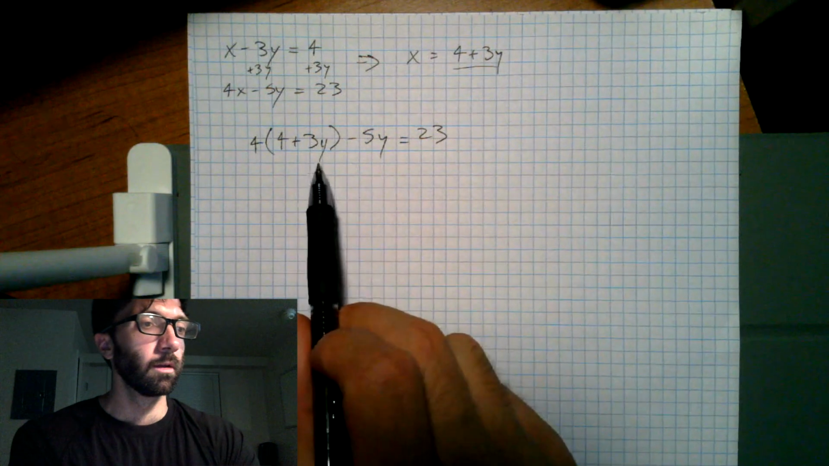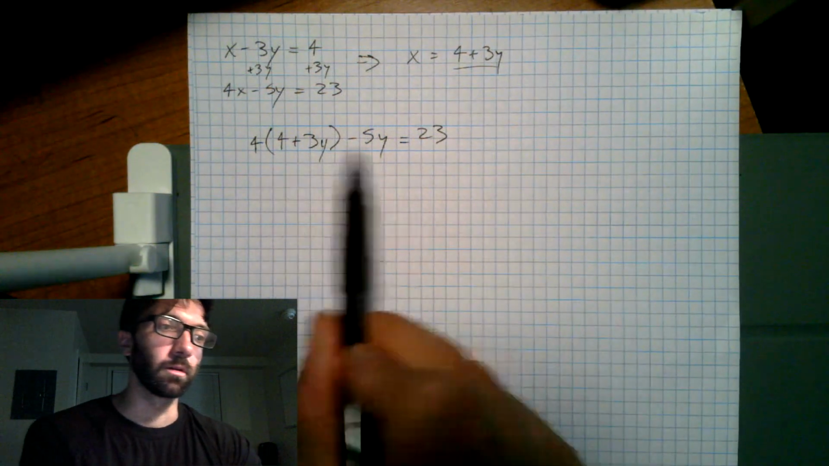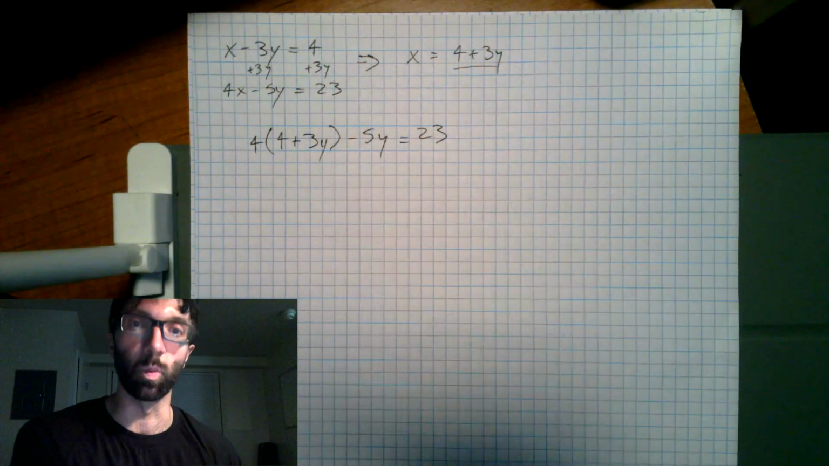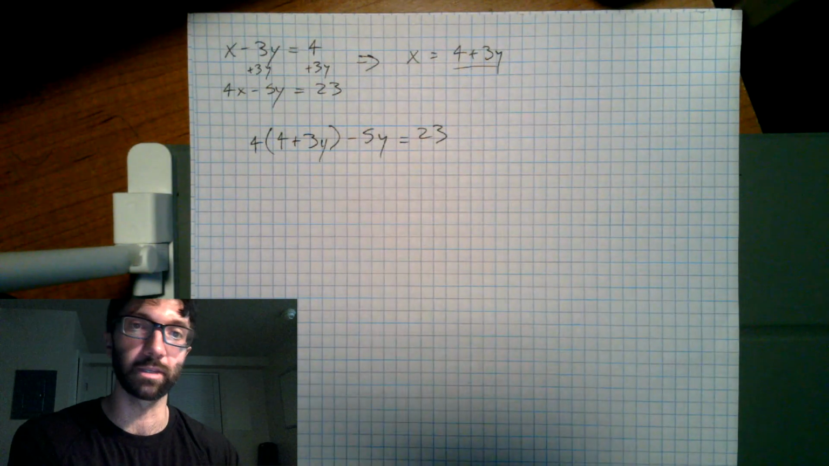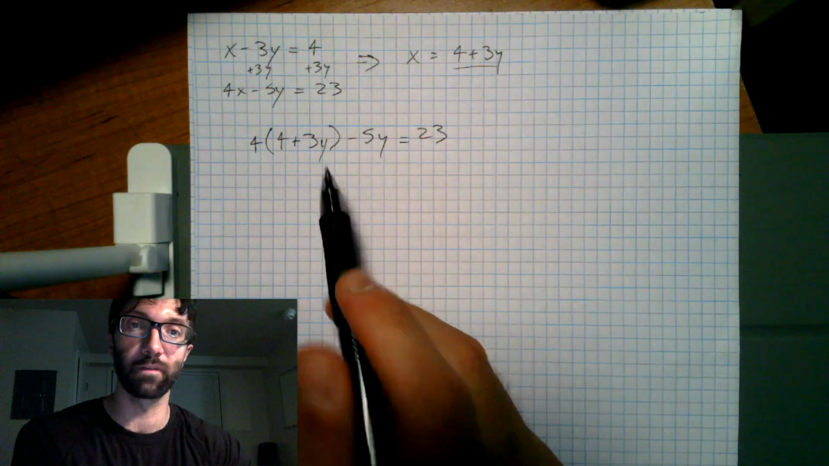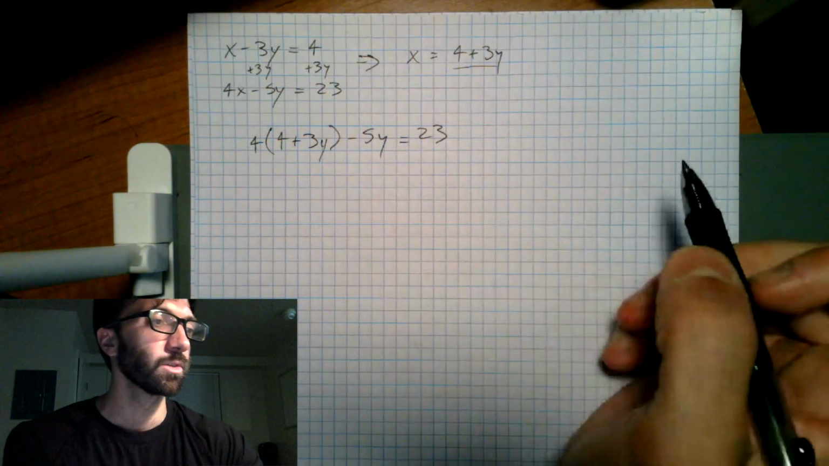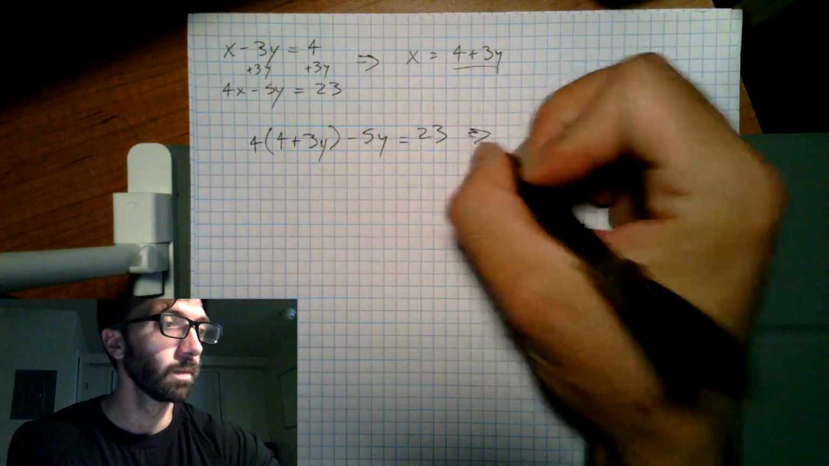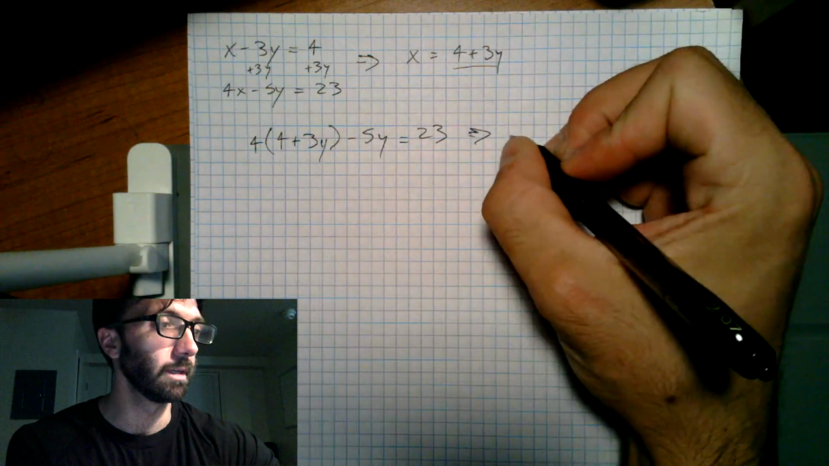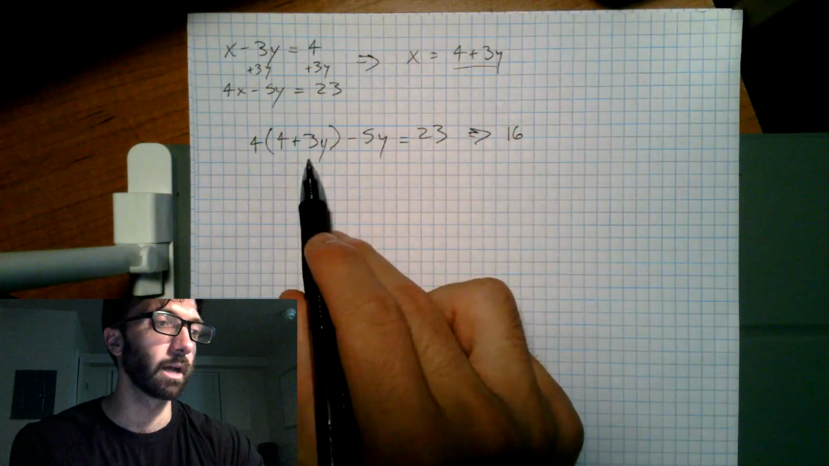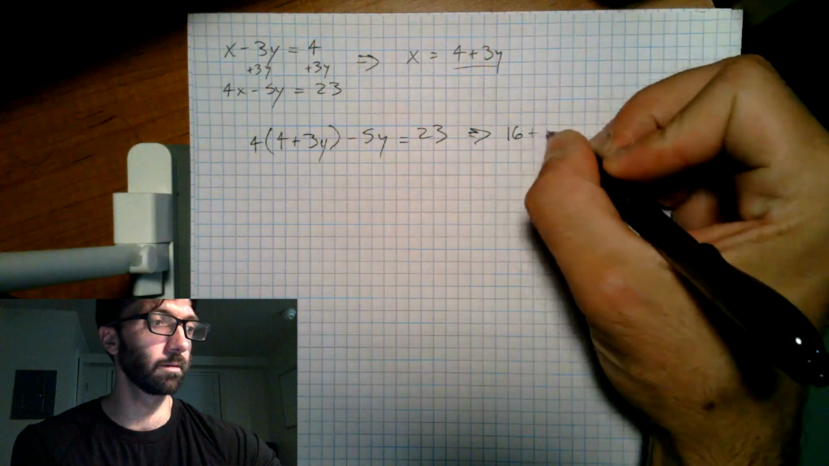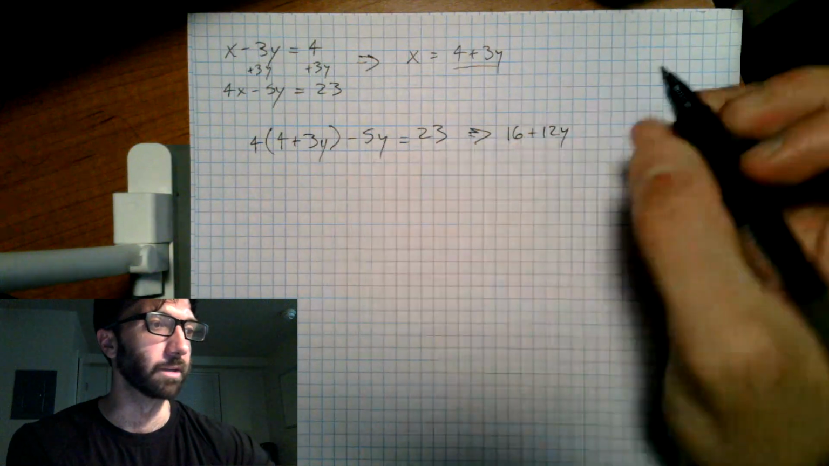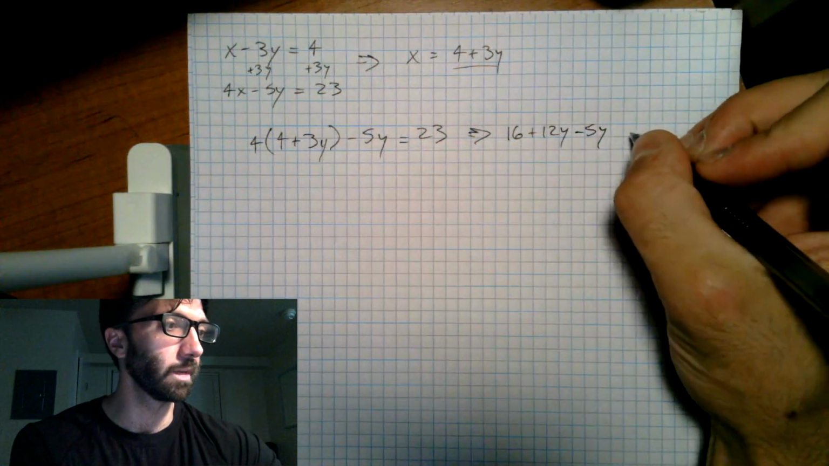Right? And just like the last two examples, the substitution, as we see now, turns this into an equation with just one variable, and that variable is y in this case. So we can solve this for y and get an actual number. So we see we have some distributive property involved here. So 4 times 4 is 16, and 4 times positive 3y is a positive 12y. And then I have my minus 5y equals 23.